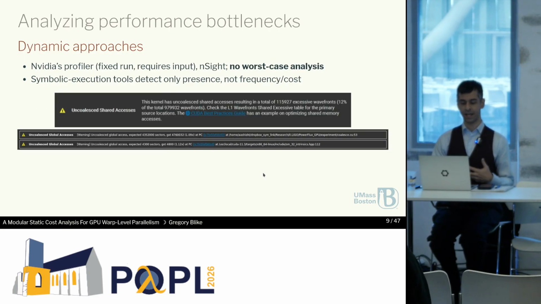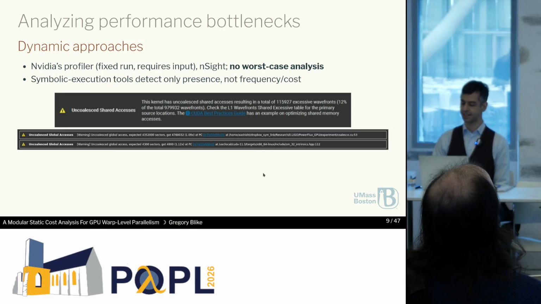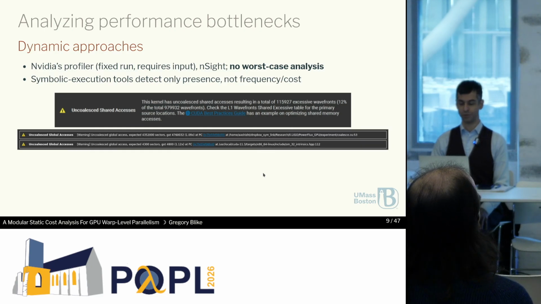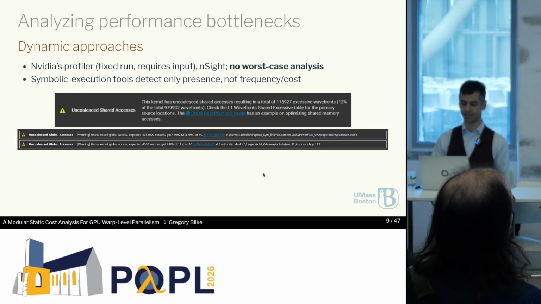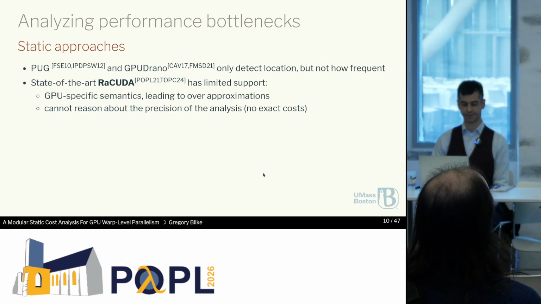And because we're so interested in their performance, that these programs are intended to run fast, we want to understand how they work. And there are several approaches for doing this. NVIDIA has a profiler, nSight, which is a dynamic analysis. It provides no worst case analysis, just counts the number of problems that occur, and provides some symbolic execution tools as well, which detect only the presence, but not the frequency or cost of some of these bottlenecks.